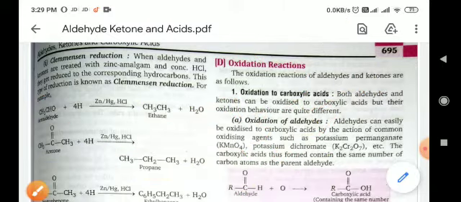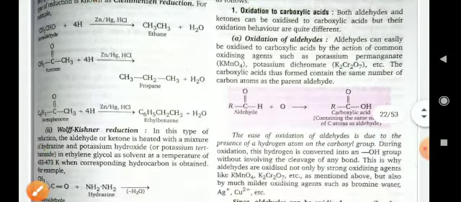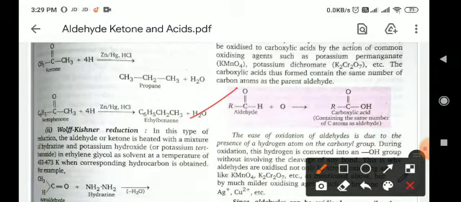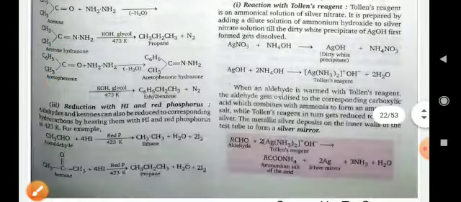Next, oxidation reaction. What happens in the oxidation reaction? When an aldehyde is oxidized, it will convert into carboxylic acid. So oxidation of aldehyde: here RCHO in the presence of oxygen will convert into RCOOH. This group RCHO is converted into RCOOH. So in any reaction, if you oxidize an aldehyde, it will convert into carboxylic acid. It is the mechanism for this reaction.